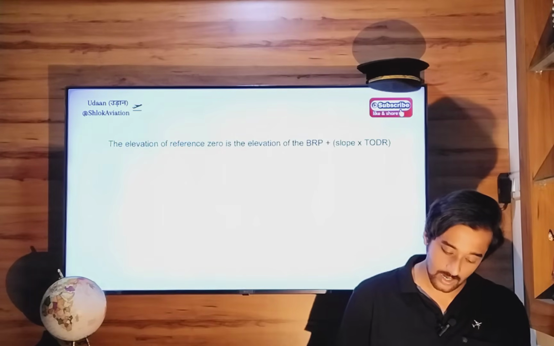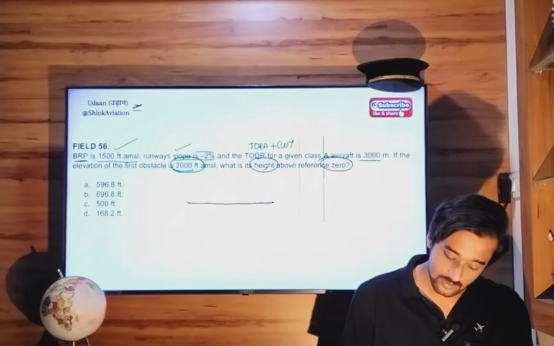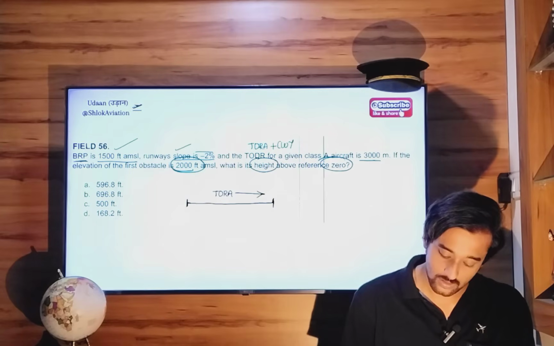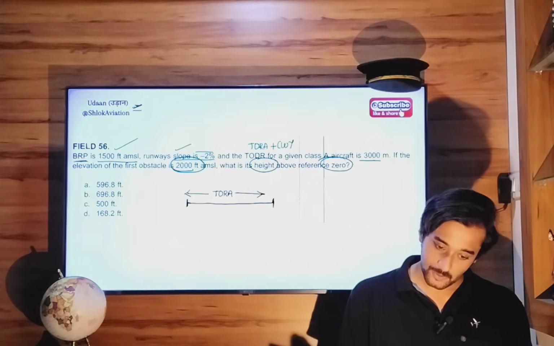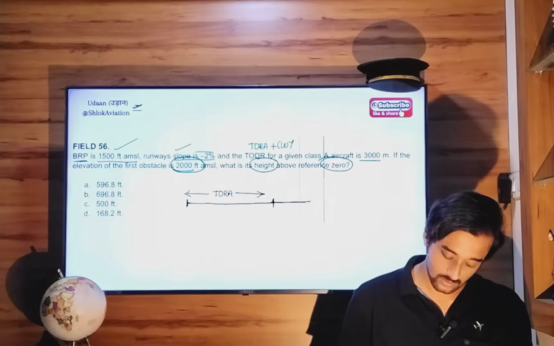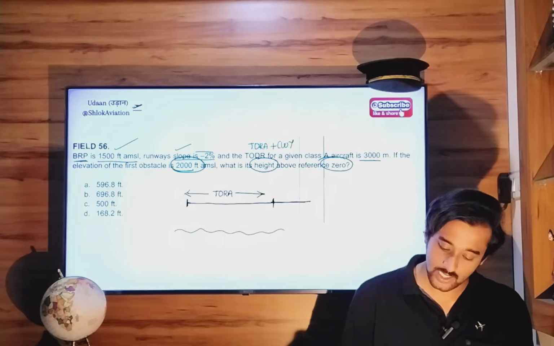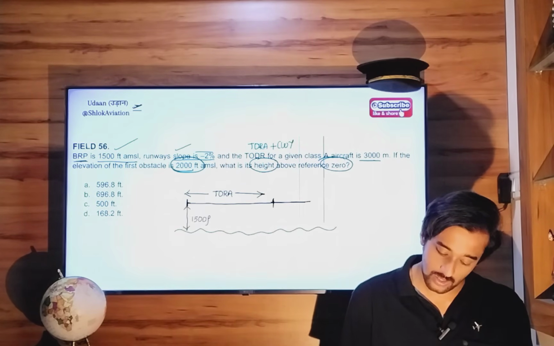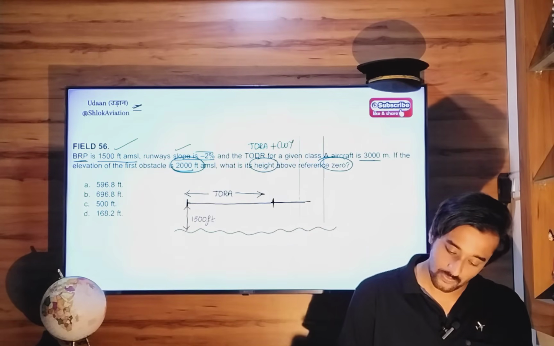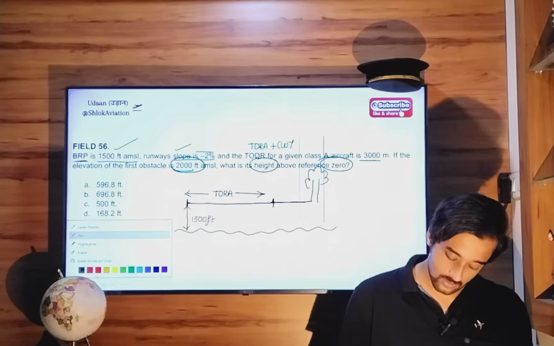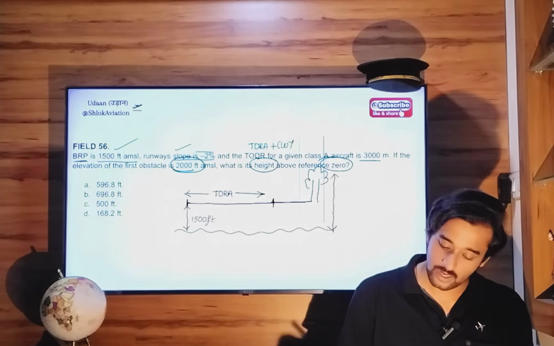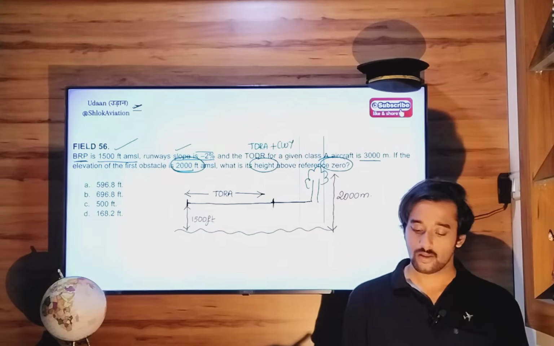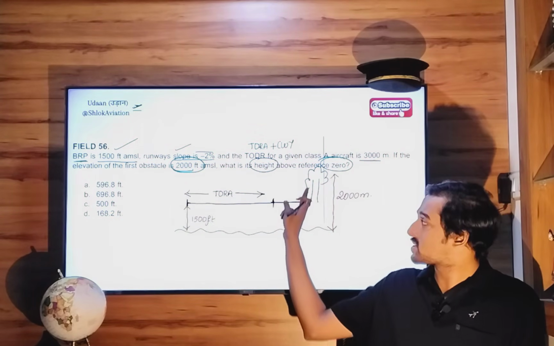So I'll draw a simple diagram. This is your runway. Okay, and this is your mean sea level. Let's say this runway end is 1500 feet above mean sea level. There is an obstacle which is 2000 feet above mean sea level. Okay, now you have to find the height of this obstacle from this reference 0.